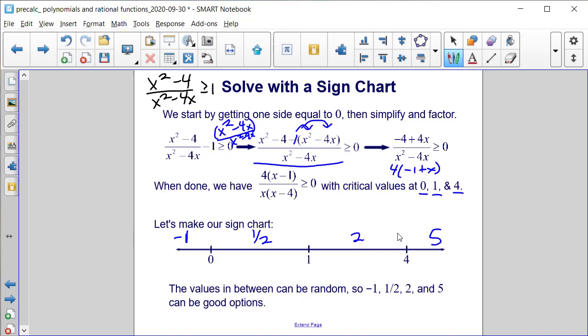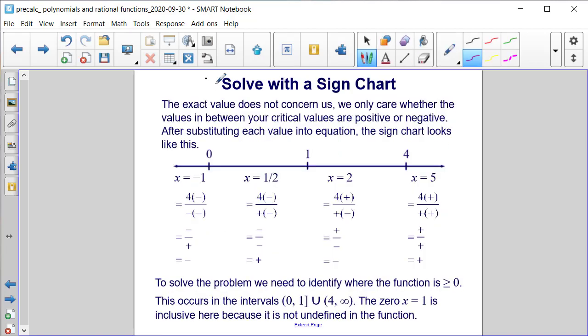So what we're going to do is we're going to substitute these values into our rational function and see if the output is positive or negative. Okay, so the exact value that these test points provide doesn't really concern us. We only care whether the values in between our critical numbers that we have here, whether they're positive or negative.